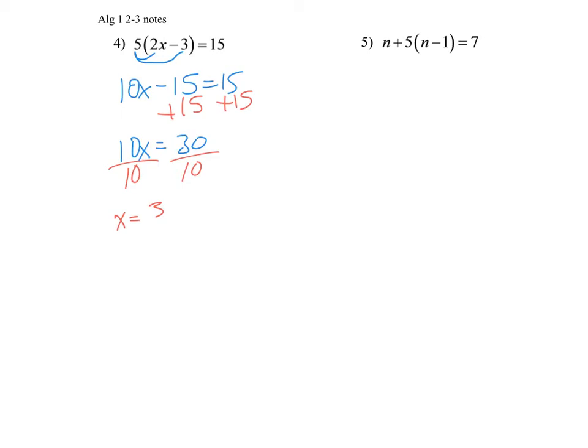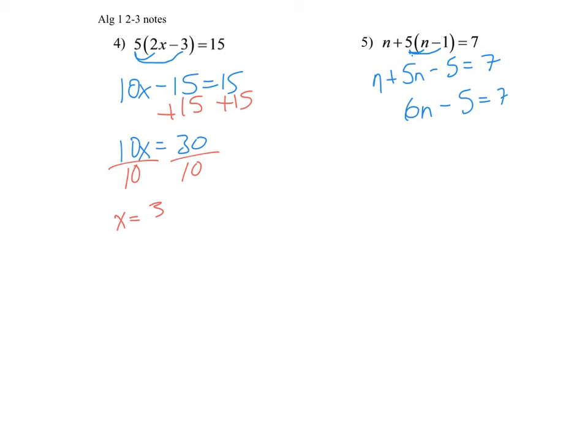Number 5. Order of operations says that we need to go to this 5 and distribute it. That should be the first thing that we do in this problem. So we're going to have n plus 5n minus 5 equals 7. Now we can combine like terms. So we have 6n minus 5 equals 7.